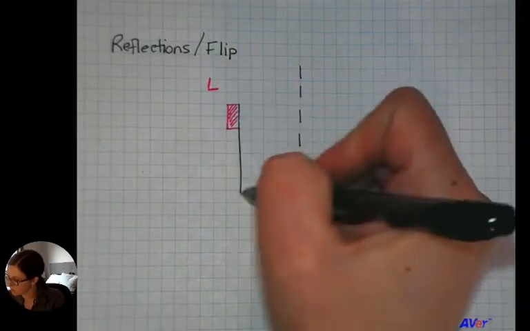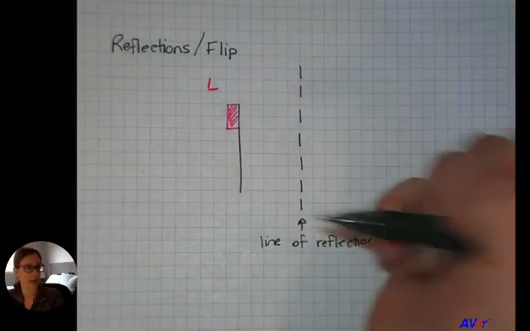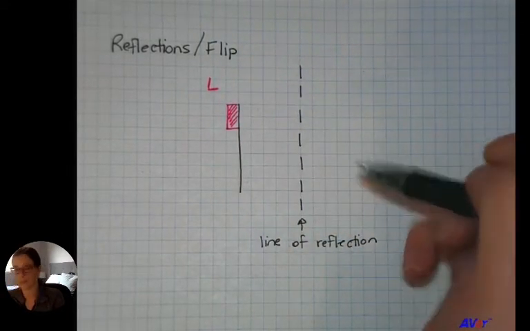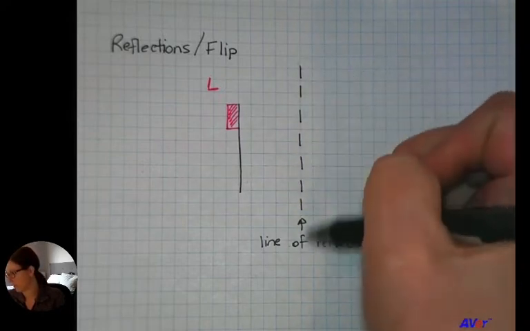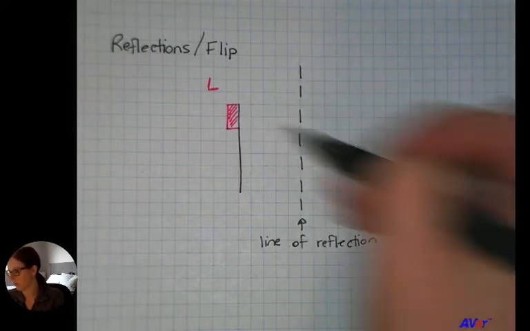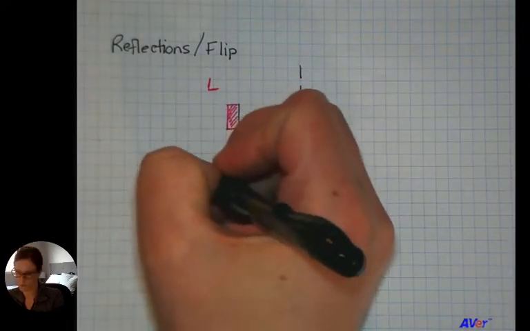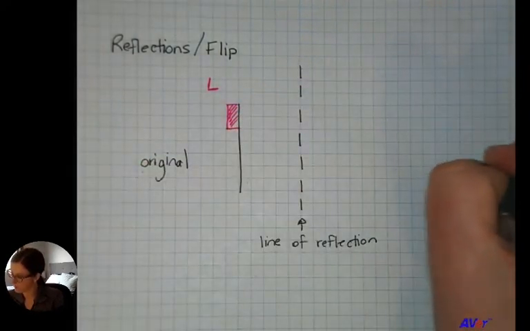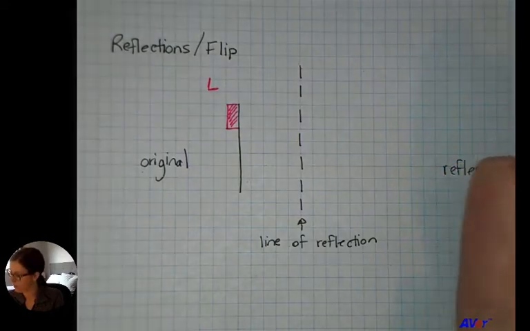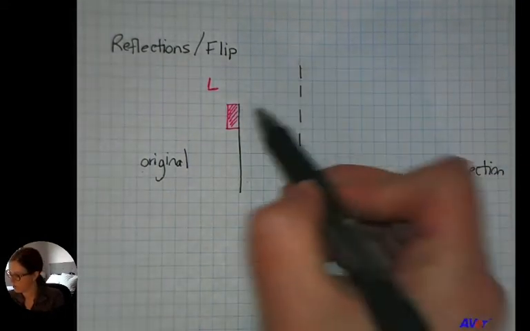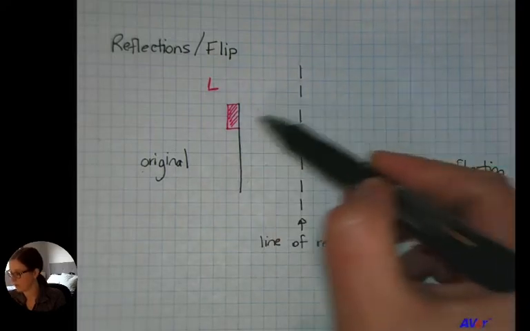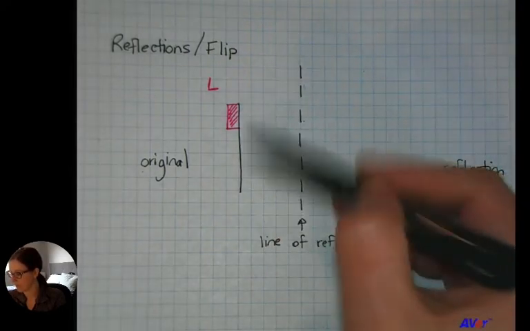I'm going to start with my flagpole, this black line, and I want to make sure that the reflection is the same distance from my line of reflection as the original. So this is the original, and over here is going to be the reflection, just so you can get where I'm going. I want to make sure my line is the same distance and the same size.